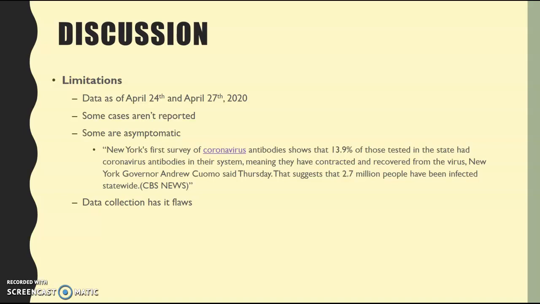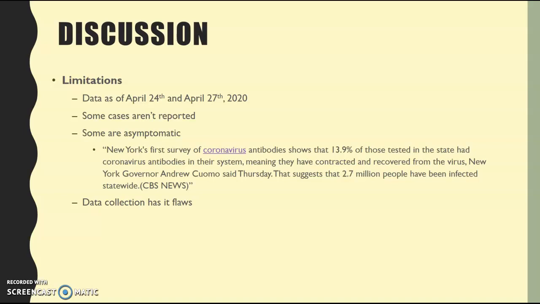And of course, like any research, there are some limitations. The data that was used was extracted from April 24th and April 27th, and data is changing every single day. Some cases aren't reported, so it's hard to say how accurate the data is, because some people aren't going to healthcare facilities because they simply cannot afford it, or they cannot afford tests within the United States, so they're just letting cases go unknown.